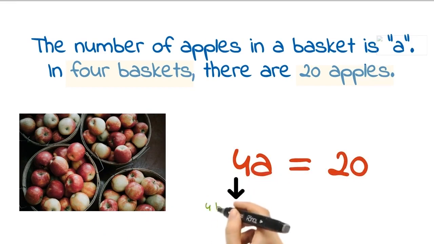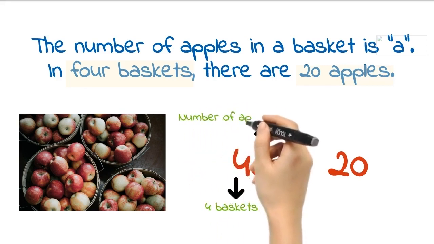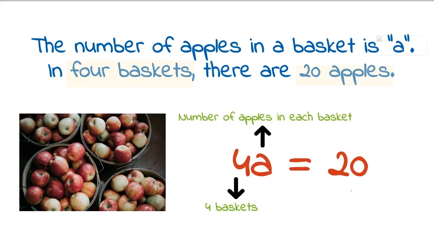In this equation, the number 4 represents the 4 baskets, and A stands for the number of apples in each basket. The equal sign shows that the total number of apples on the left-hand side of the equation is the same as the given number, which is 20, on the right-hand side of the equation.